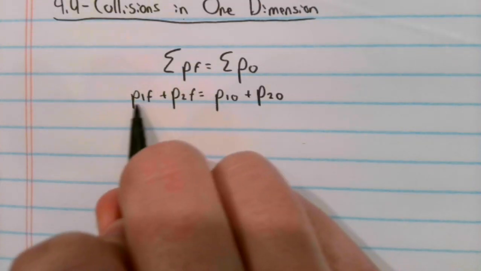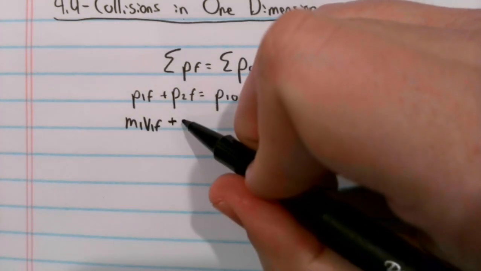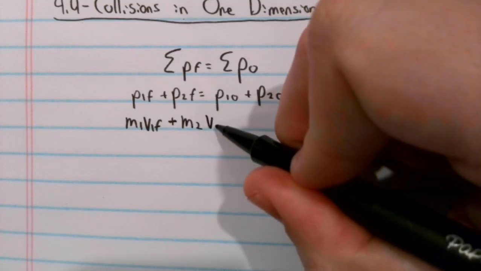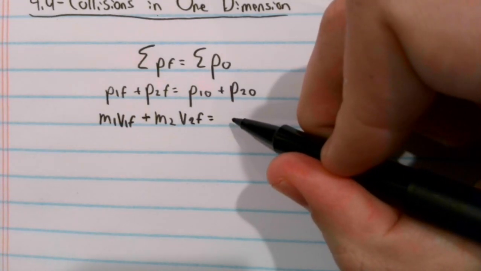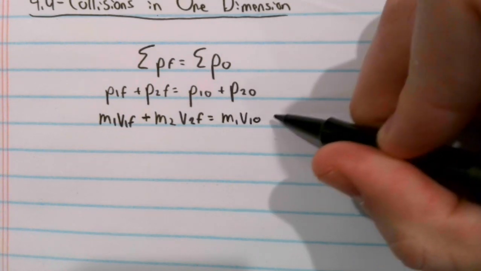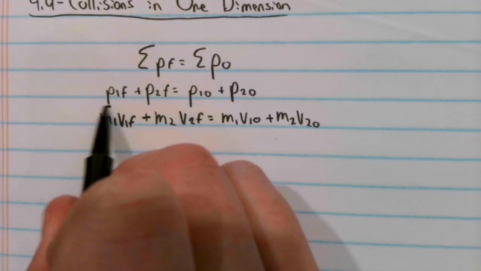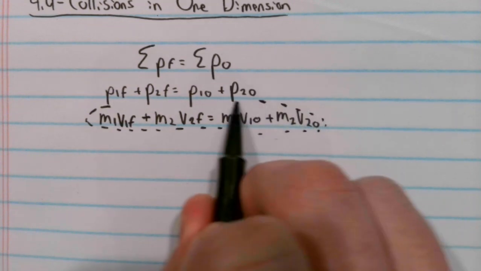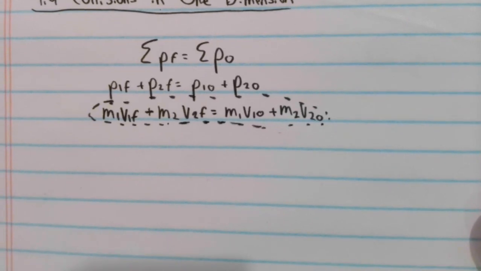So P1 final, the final momentum of object 1, will be the mass of object 1 times the final velocity of object 1. Final momentum of object 2 will be the mass of object 2 times the final velocity of object 2. And the right-hand side will be quite similar, except the F's will be zeros: M1V1O plus M2V2O. So this is the most detailed version of the equation that we've seen. And we're going to take this equation and apply it to 3 scenarios.